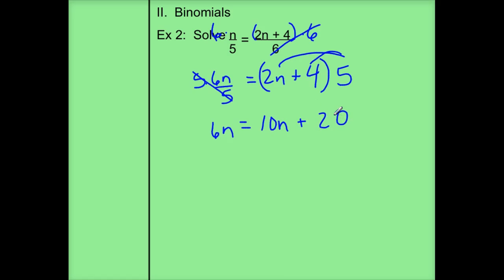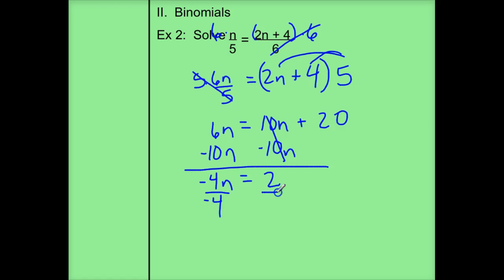And then I can get my variables together. I want to move the 10n over. This time I'm moving the term with the larger coefficient because if I moved that 6n, there would be nothing left on the left-hand side. So we've got negative 4n equals 2. To solve for n, I'm dividing both sides by negative 4. On the left-hand side, my negative 4s cancel, leaving me with n.